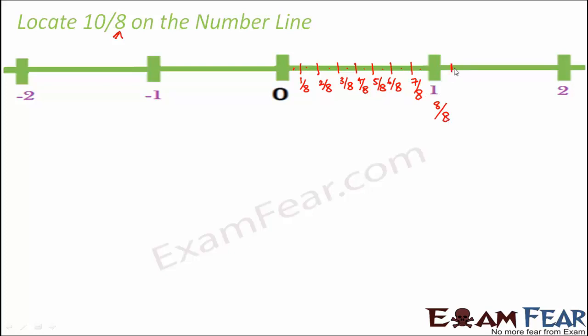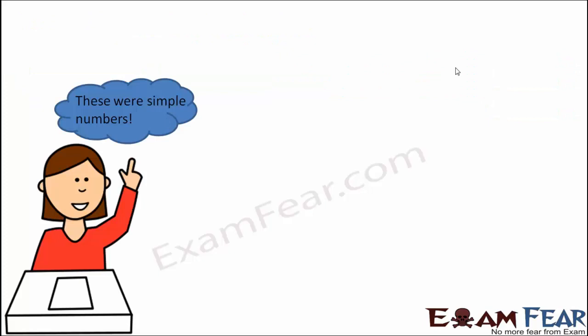Now, if you continue on the same lines, what will you get? This would be 9 by 8, this is 10 by 8, 11 by 8, 12 by 8, and so on. So we had to locate what? We had to locate 10 by 8. So this is where 10 by 8 would be located. So you see, this is the approach that we need to follow in order to locate any rational number on the number line.